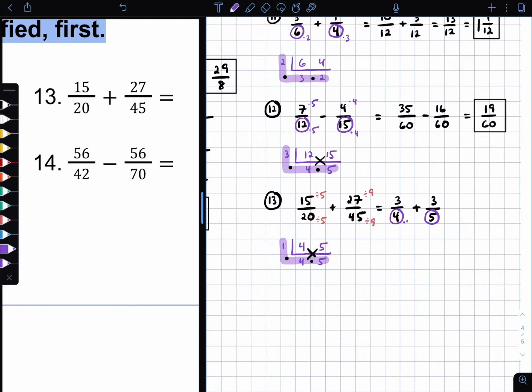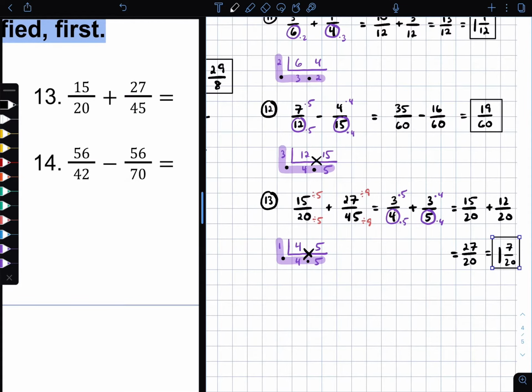And so 4 times 5, 3 times 5, 5 times 4, and 3 times 4. All right, so what we have here, 3 times 5 is 15, 5 times 4 is 20, 3 times 4 is going to be 12, and 5 times 4 is going to be 20. So adding these two together, 15 plus 12 is going to be 27 over 20, and we can write that as 1 and 7/20. All right, so there we go.